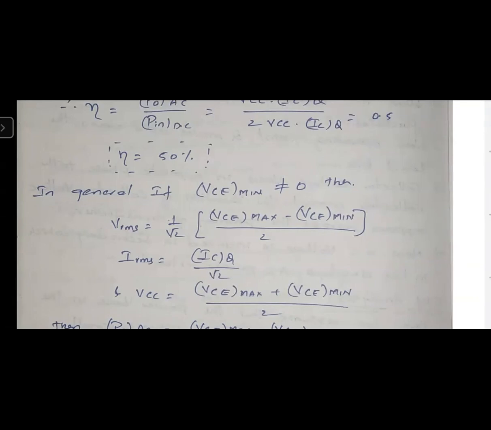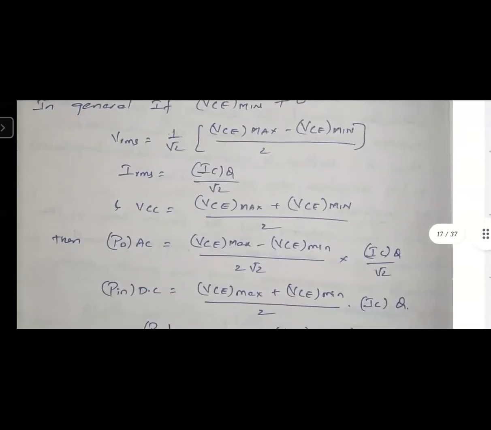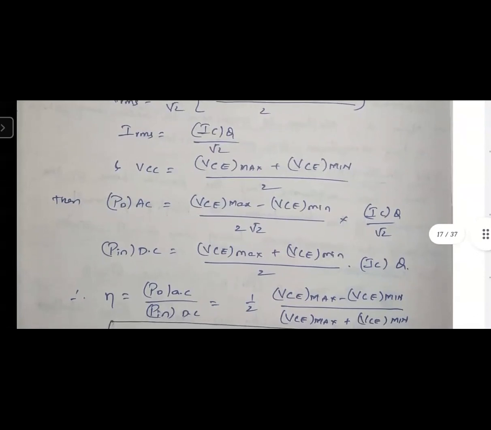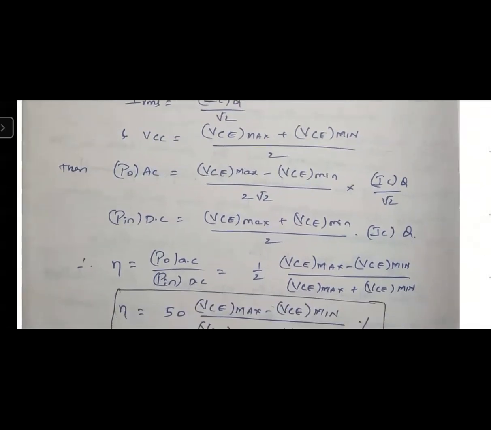Therefore, in the above relation for VRMS and IRMS, I'm taking the value of VC minimum. I'm not assuming VC minimum as 0. Therefore, we can write this relation like this. Okay. And similarly, VCC is nothing but the upper value and lower value, that is VC maximum plus VC minimum divided by 2. Now we can calculate the efficiency under non-ideal conditions.